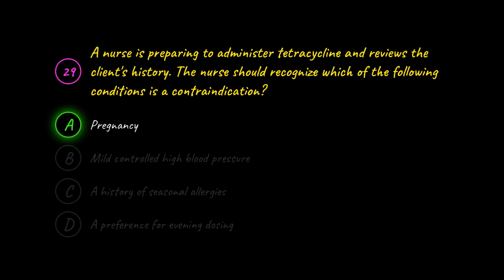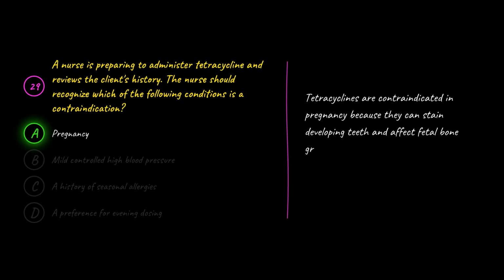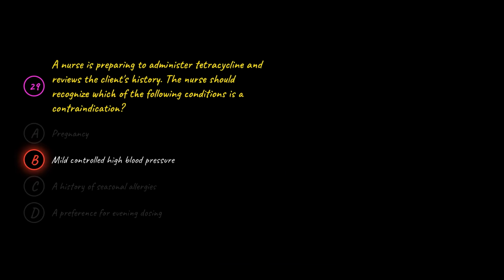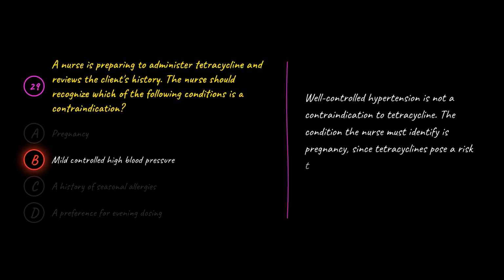The correct answer is A. Pregnancy. A is correct because tetracyclines are contraindicated in pregnancy because they can stain developing teeth and affect fetal bone growth. The nurse should recognize pregnancy as a reason to withhold the drug and consult the provider about an alternative. B is wrong because well-controlled hypertension is not a contraindication to tetracycline. The condition the nurse must identify is pregnancy, since tetracyclines pose a risk to fetal teeth and bone that blood pressure status does not.